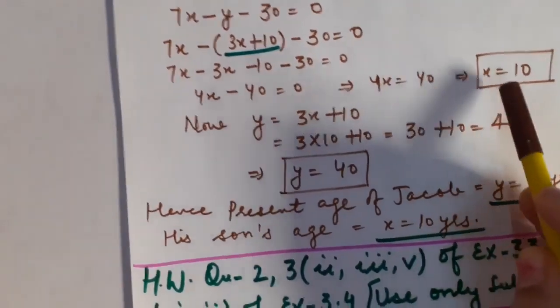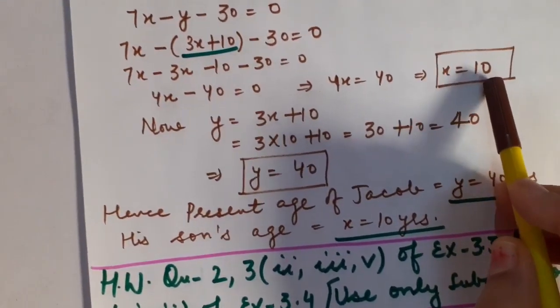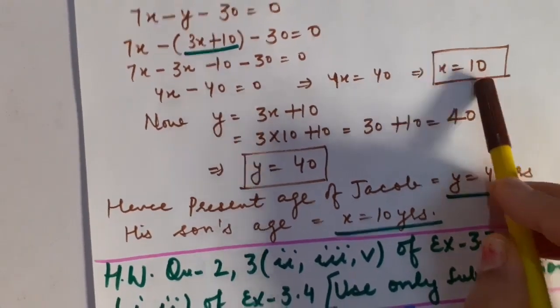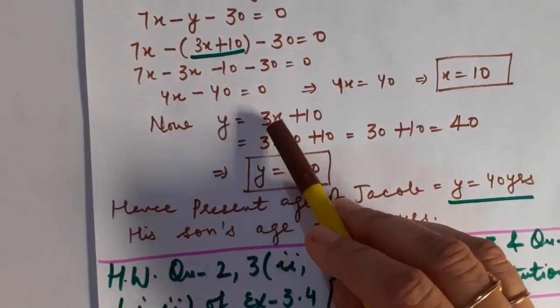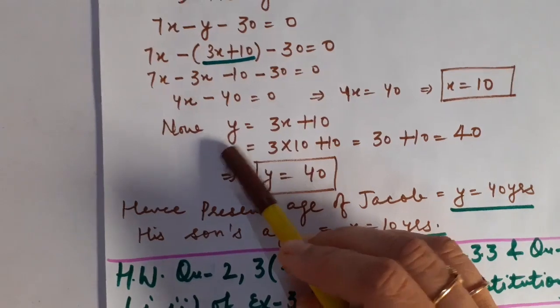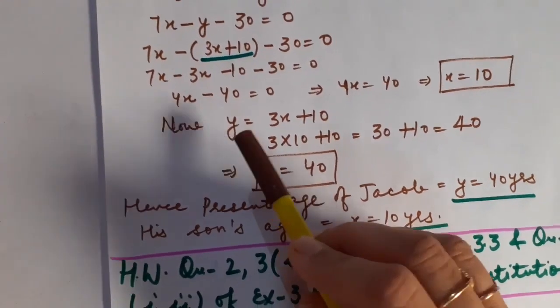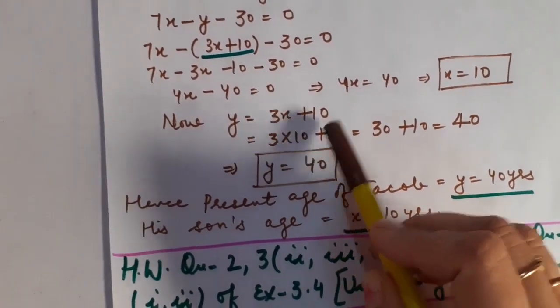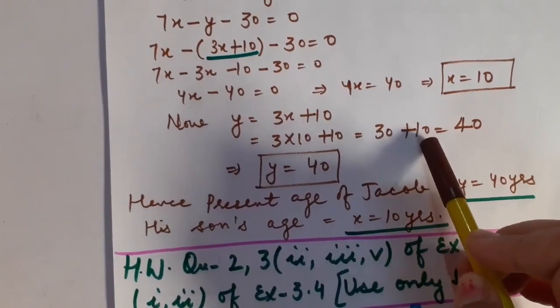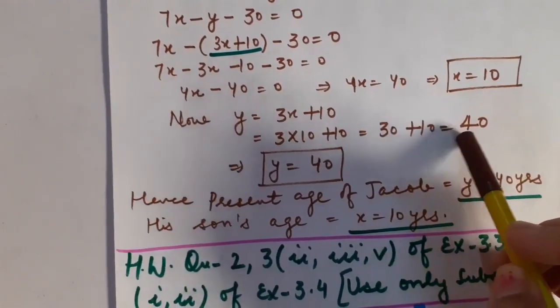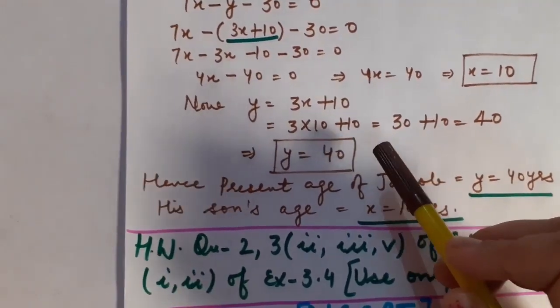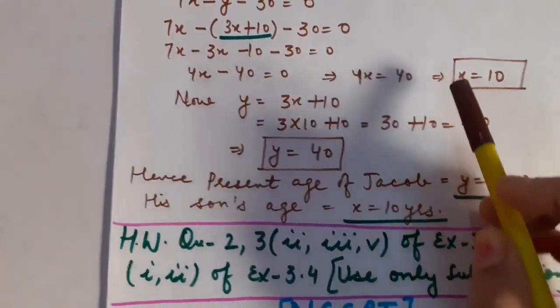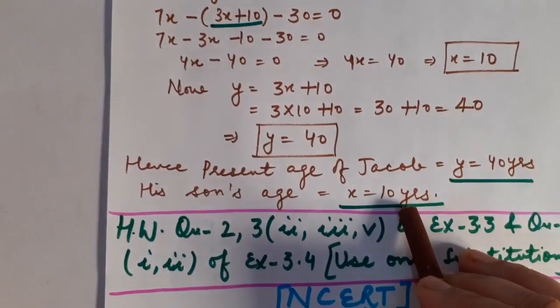4x is equal to 40. So what is the value of x? That is 10. Now I am going to put this value in this equation. Y is equal to 3x plus 10. Y is actually the age of Jacob, right? So 3 into 10 plus 10 will become 30 plus 10, that is 40. So what was Jacob's age? Jacob's age was 40 years and the son's age was 10 years.